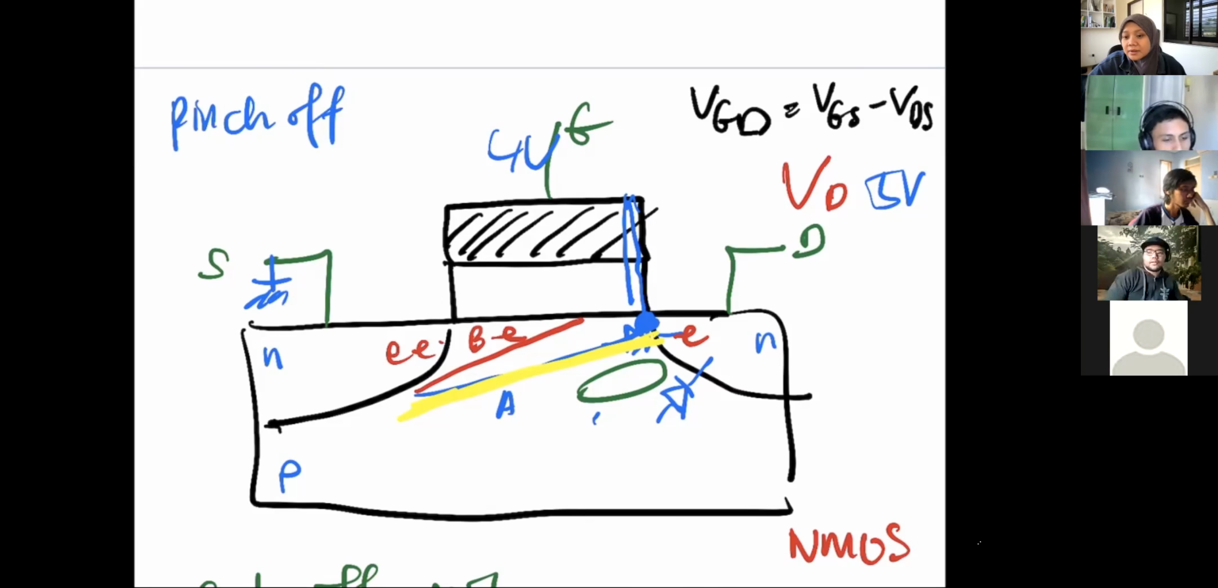Madam, so from what I understand, the movement of the electrons is not caused by the field effect, but the... apa tadi? Field effect. What was again? You mentioned field effect just now. I didn't catch that.